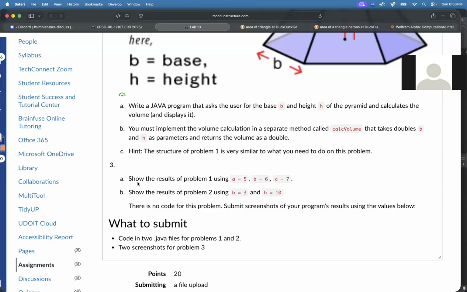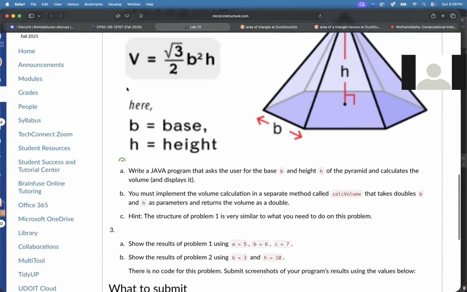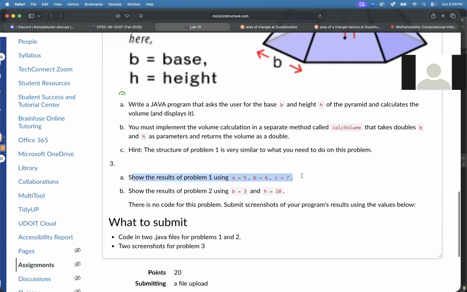All right. So anyway, we did the whole thing except for 3A here, but 3A is just running problem one with these values instead of the values that I ran it with. So I think that's it. So lab is short and sweet. I'll see you in the next video, which will be lab 13B.